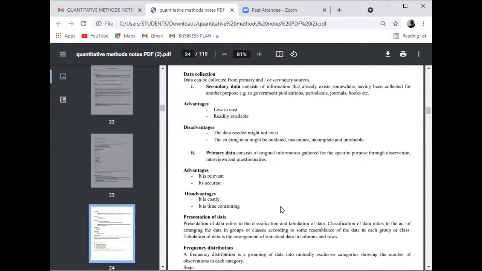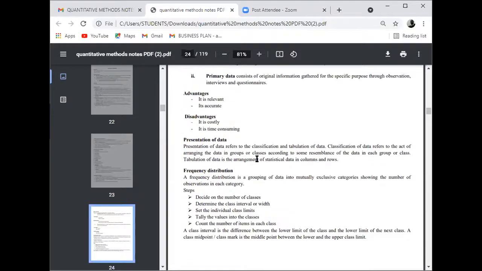The other one is that it might be outdated. You can find the data, it is there, but it is data that was collected in 1990. Data that was collected in 1990 might not be applicable in 2021. The problem that people of 1990 were facing cannot be the same problem people are facing in 2021. So it might be outdated and therefore unreliable. That was the part of the introduction.